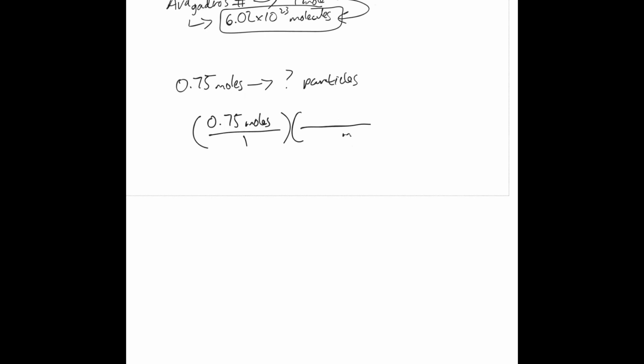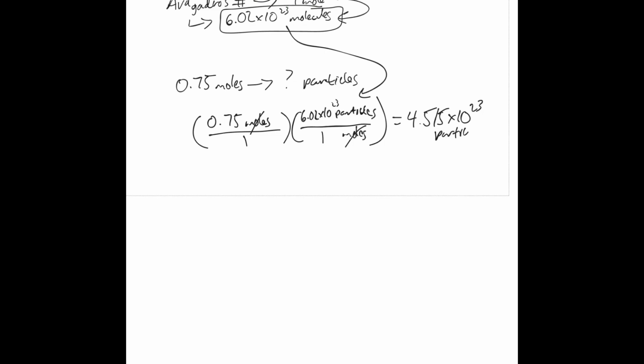So we're going to have moles on the bottom because we want to get rid of moles and end up with particles. So the moles will cancel out. And we know that 1 mole, like we said before, is going to be this value up here, 6.02 times 10 to the 23rd particles. And if we multiply across, that's going to give us a grand total of 4.515 times 10 to the 23rd particles. Right, we're just using that relationship to find the number of particles.